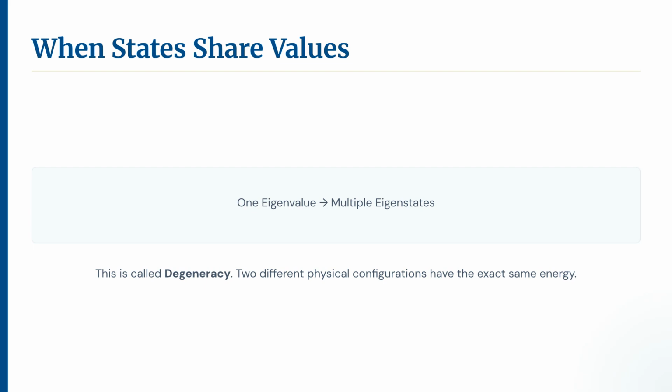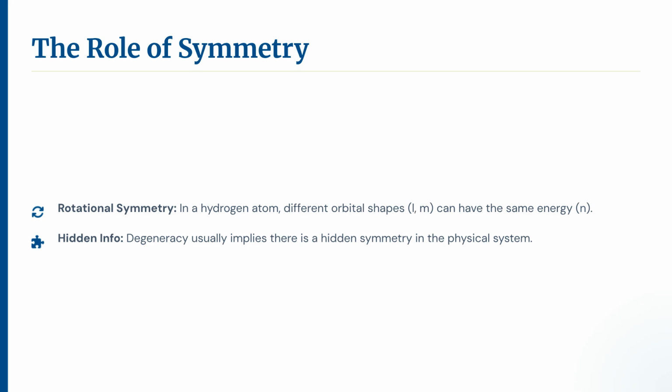When two different physical configurations result in the exact same eigenvalue, this is called degeneracy. It means one eigenvalue corresponds to multiple distinct eigenstates. The role of symmetry often explains degeneracy. For instance, in a hydrogen atom, different orbital shapes can share the same energy. Degeneracy usually implies a hidden symmetry within the physical system.